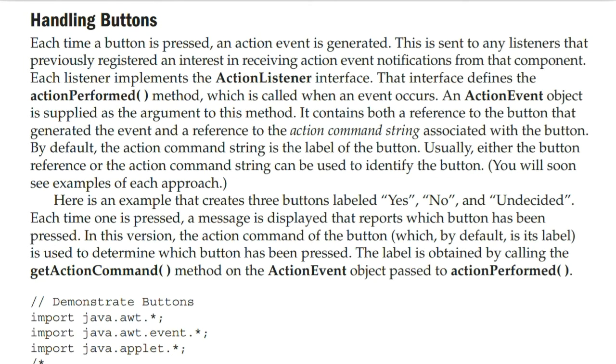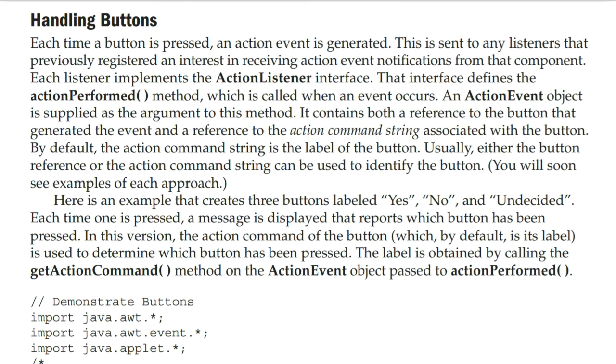Handling buttons. Each time a button is pressed, an action event is generated. This is sent to any listeners that previously registered an interest in receiving action event notifications from that component. Each listener implements the ActionListener interface. That interface defines the actionPerformed method, which is called when an event occurs. An ActionEvent object is supplied as the argument to this method.